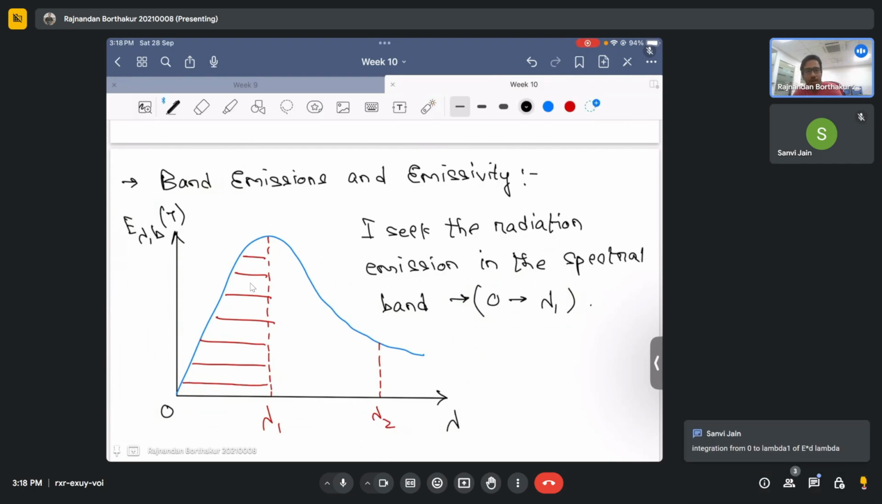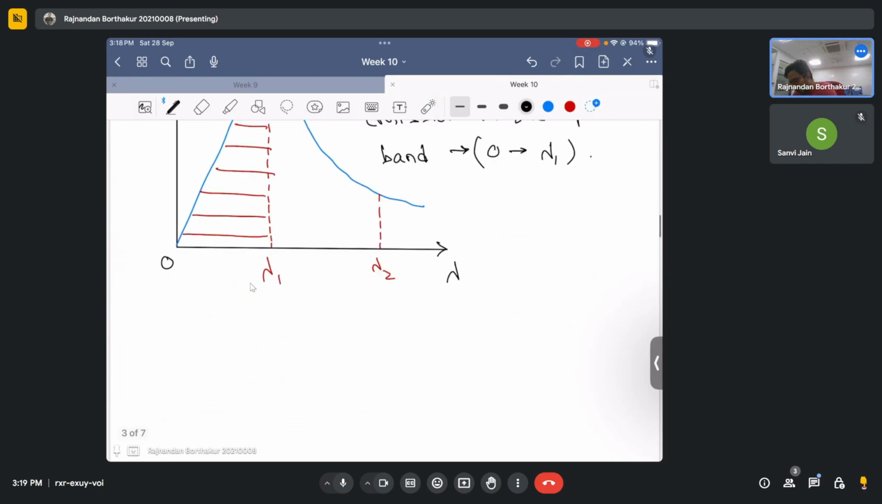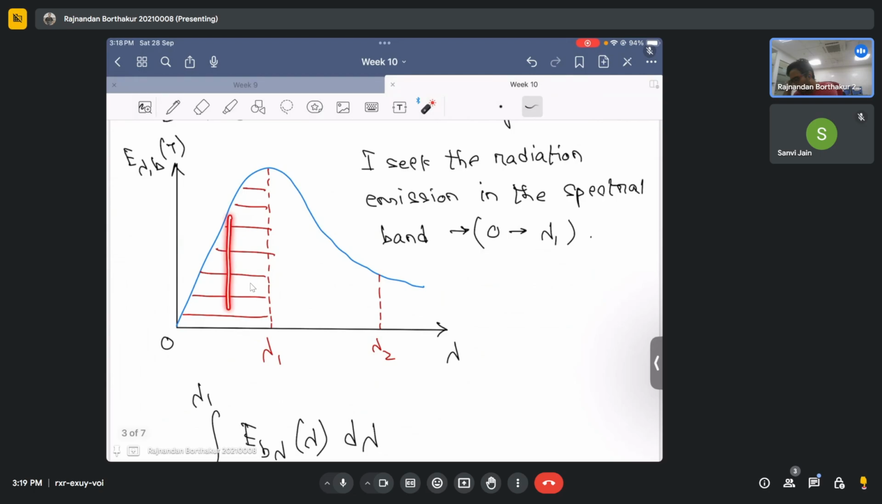Yes, exactly, integration. That's the mathematical implication, you are right, Sanvi. Basically, what Sanvi is saying is that we just need to integrate. We integrate E B lambda from 0 to lambda 1, because it's a function of lambda, as we have seen, and we'll integrate it by choosing an infinitesimally small wavelength d lambda. The idea is that we choose a small strip of wavelength, calculate this E B lambda, and then integrate over this band from 0 to lambda 1. So geometrically, it is just the area under this curve. That's what we're evaluating, right?